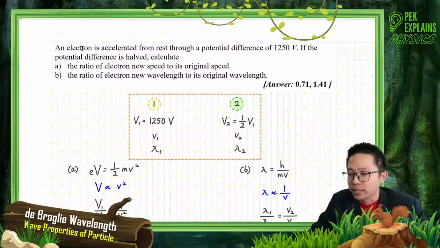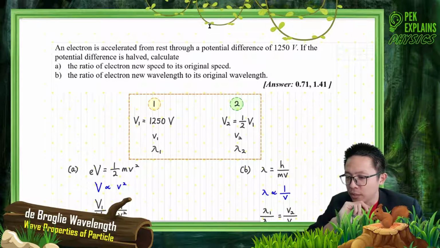An electron is accelerated from rest through a potential difference of 1250 volt. If the potential difference is halved, calculate the ratio of the electron's new speed to its original speed, and the ratio of the electron's new wavelength to the original wavelength.